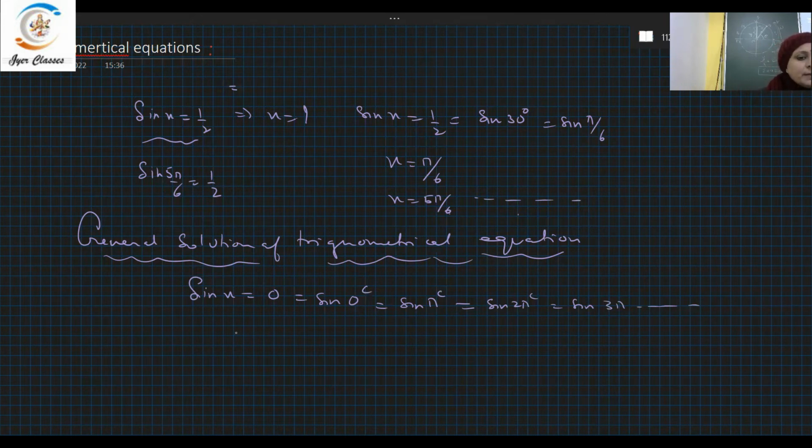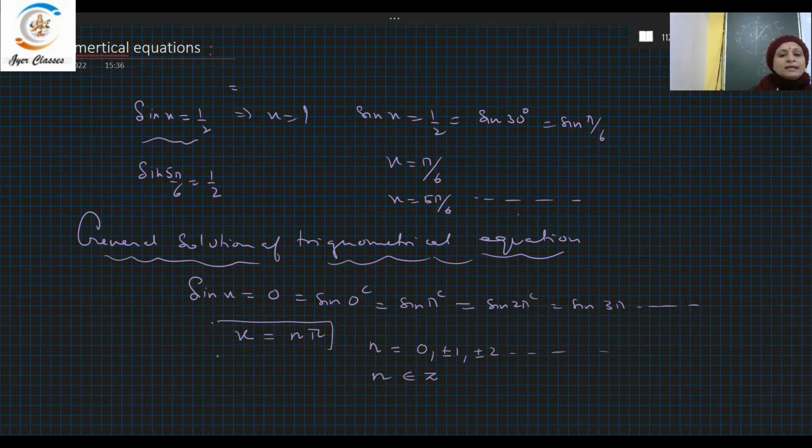तो इसका मतलब यहाँ पर x की वैल्यू हो जाएगी that is equal to n pi. The value of x is equal to n pi. What is n? n is equal to 0, plus or minus 1, plus or minus 2 and so on, or simply you can put n belongs to the set of integers. For any integral value, if sin x is equal to 0, then x की वैल्यू आ जाती है n pi. Hope you all understood this.